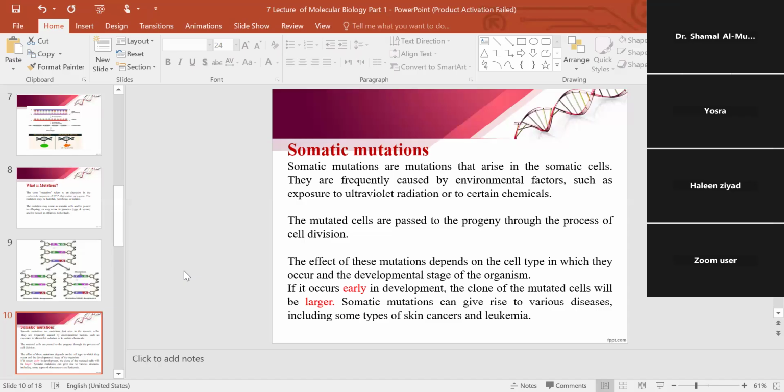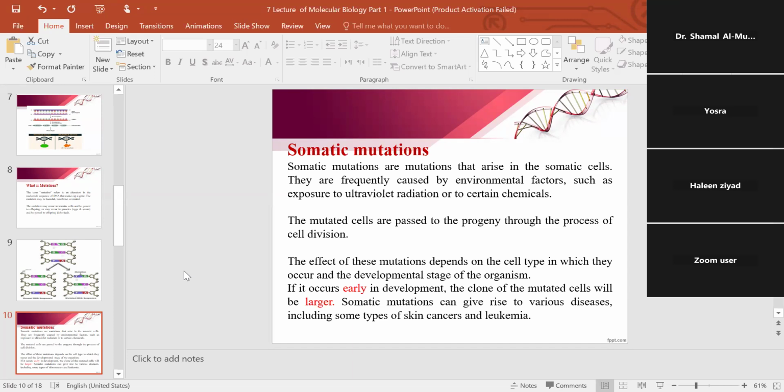Also, exposure to chemicals can also cause mutation, or uranium, as happened now in the world.